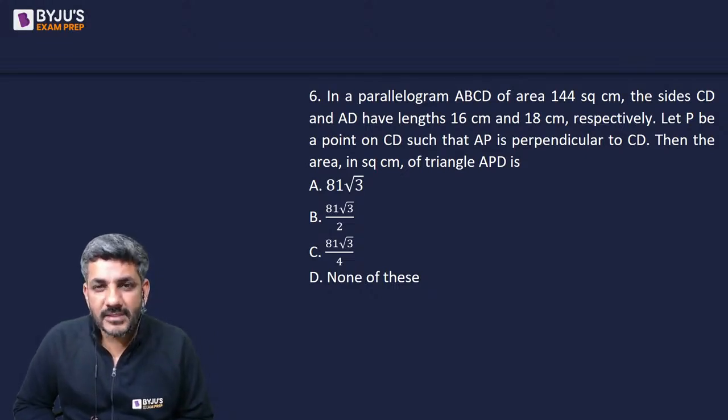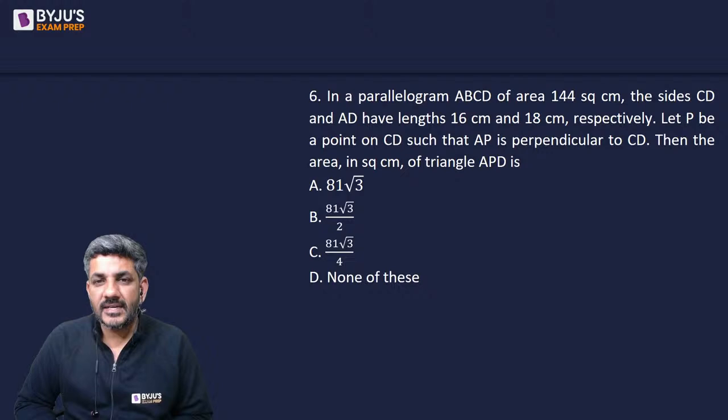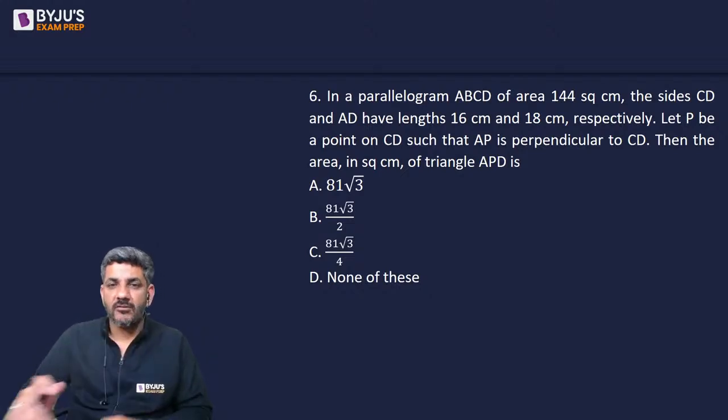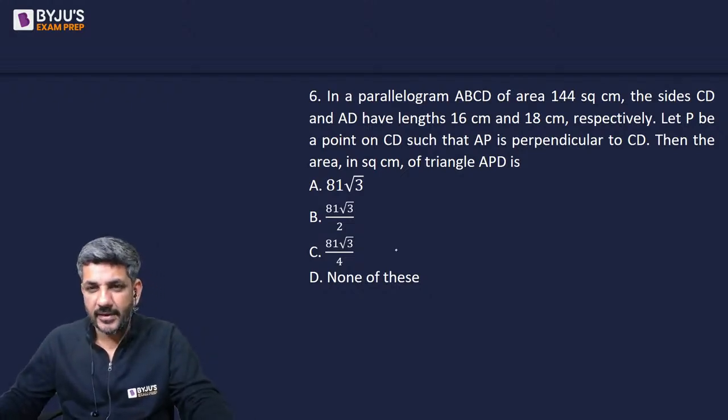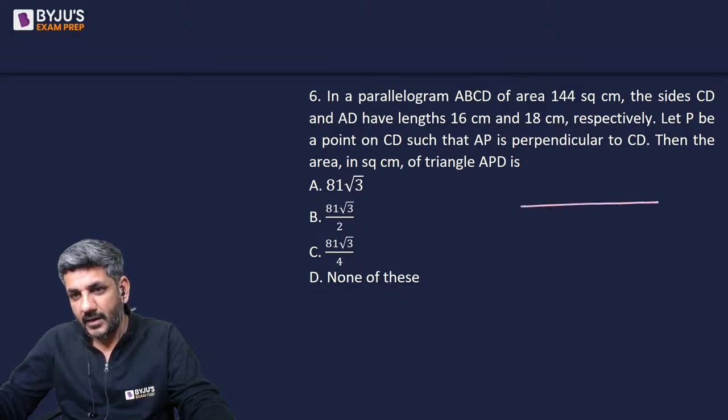In a parallelogram ABCD of area 144 square centimeters, the sides CD and AD have lengths 16 and 18. Let P be a point on CD such that AP is perpendicular to CD, then the area of triangle APD is what? Let me make a parallelogram first.